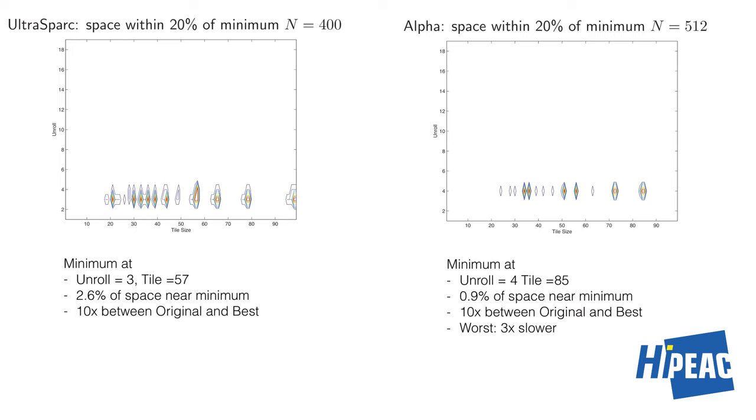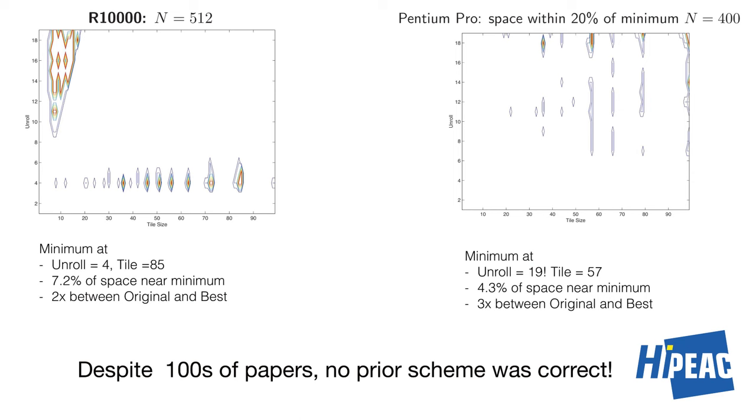But in actual fact, if you went to other spaces here, you actually find a really completely different story. Actually, large unroll factors and tiny tile sizes is a good one. Here, it's a lot flatter space on this machine. 7% of 10% of the space is near the minimum. There's only 2 times difference. But then if you look at the most popular machine at the time, it was an Intel machine, it's entirely different again, where you wanted large unroll sizes, and again, that tile size of 57.